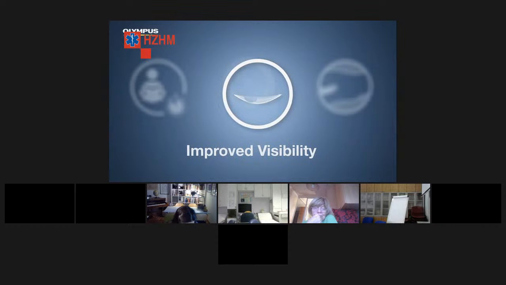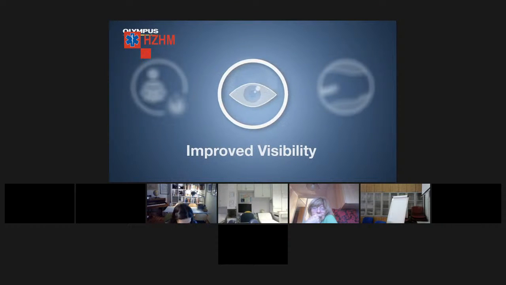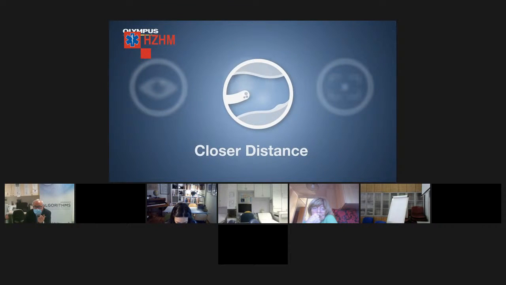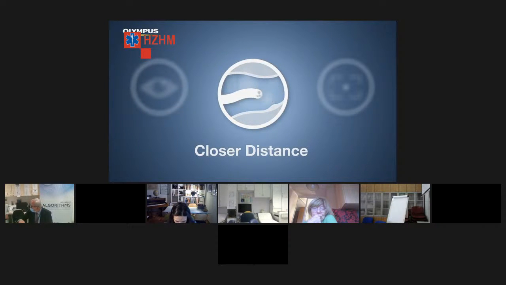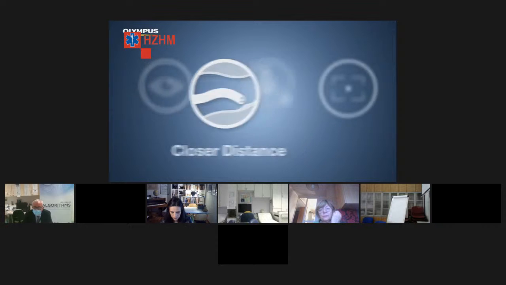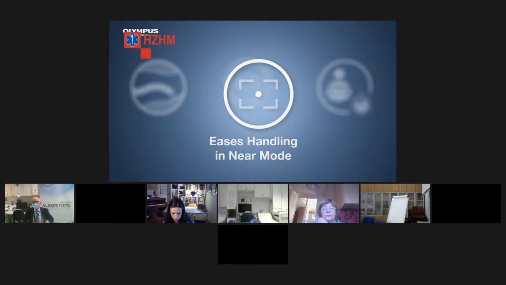Edop supports the detection of lesions through improved visibility, thanks to a broad focus range and less blurring. Edop allows for a much closer distance to the object in normal mode compared to previous dual-focus endoscopes. Therefore, Edop was developed to ease handling significantly by reducing the need to frequently switch from normal to near mode. Edop is designed to also ease handling in near mode.